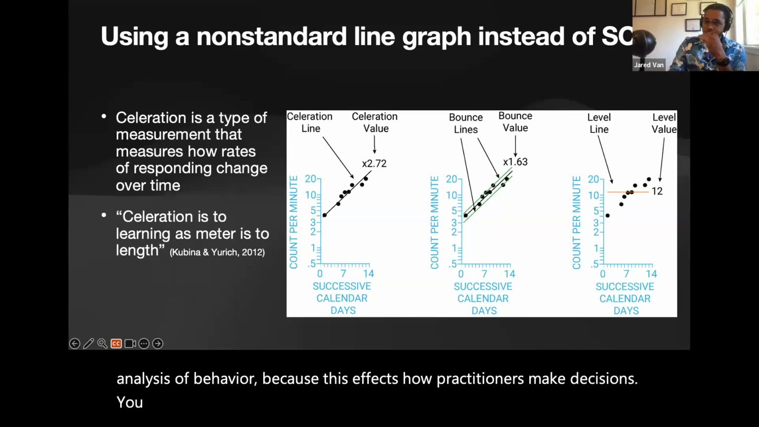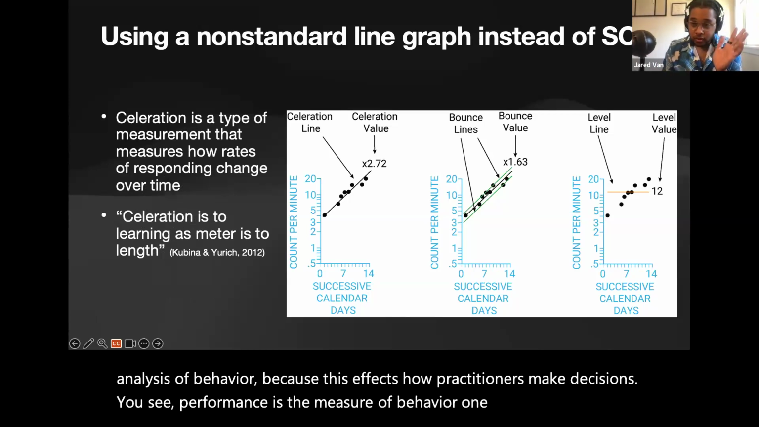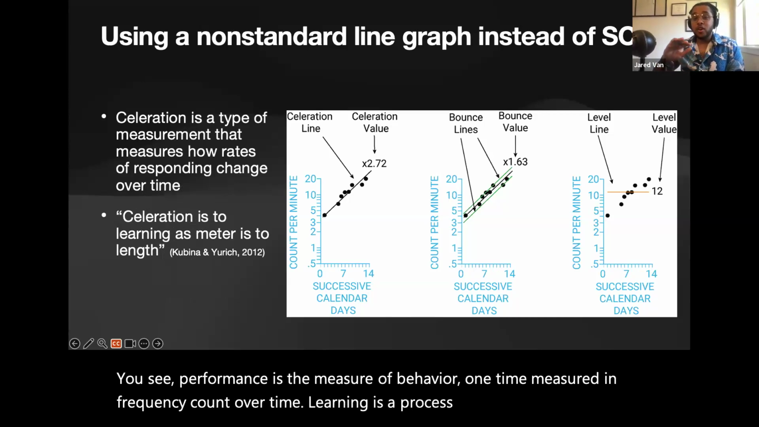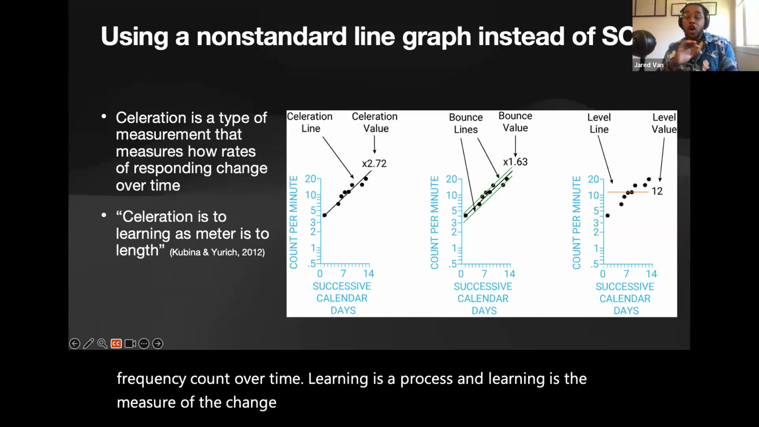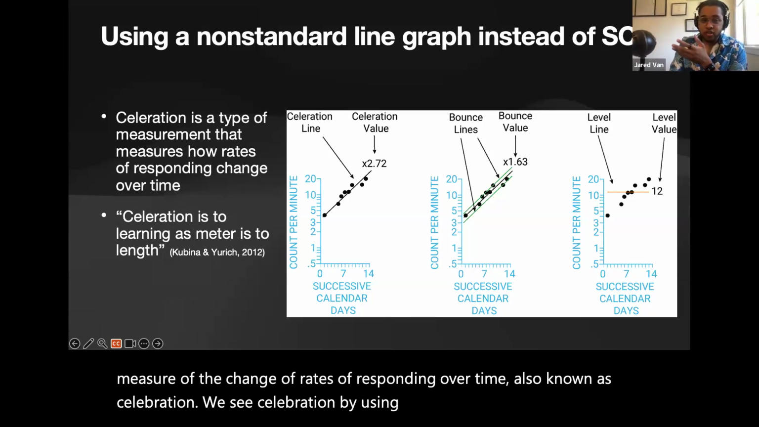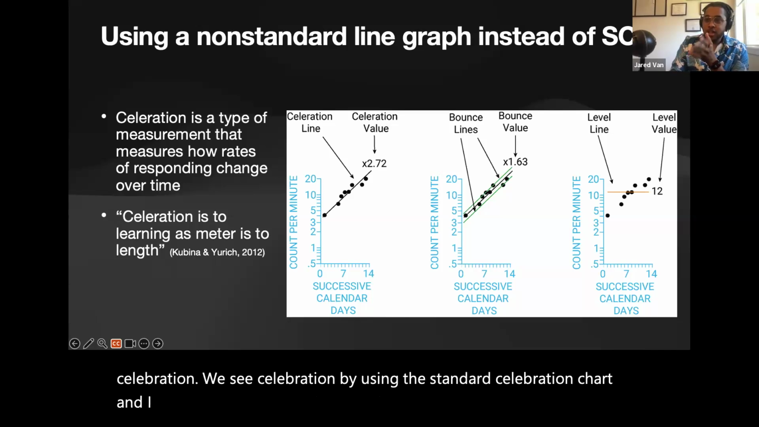You see, performance is the measure of behavior one time, measured in frequency, count over time. Learning is a process, and learning is the measure of the change of rates of responding over time, also known as acceleration. We see acceleration by using the standard acceleration chart. And I like this little quote: acceleration is to learning as meter is to length.